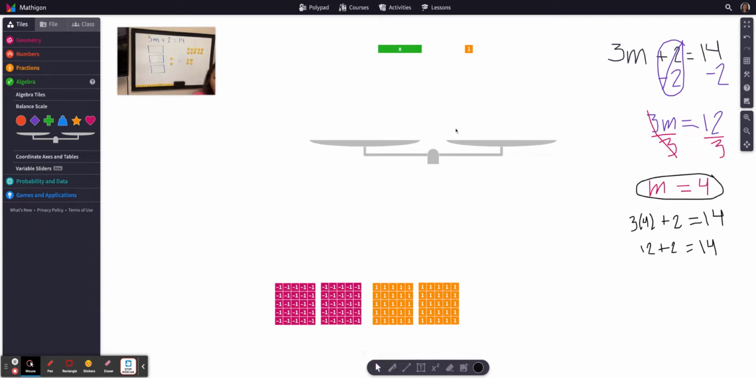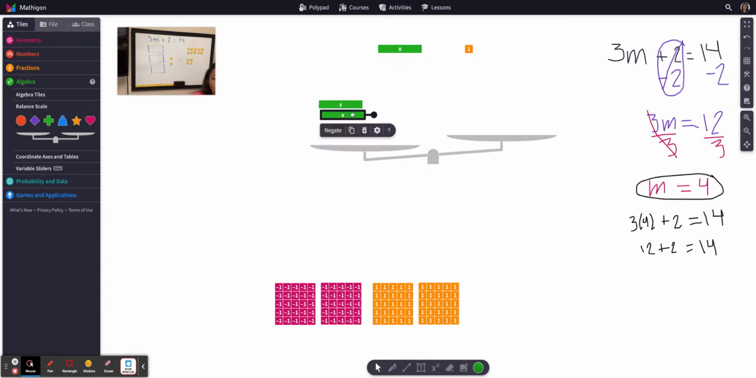Okay. I could also solve it using this balance and some algebra tiles. Now, in this case, our algebra tile has an x instead of an m. On the left side of my equation, I have 3 m's. In this case, I'm going to use 3 x's. So there's 1, 2, and 3. There's my 3 x's, and then it says that I have plus 2, so I need 2 positives. Bring these up here. On the right-hand side of my equation, it says that I have 14.